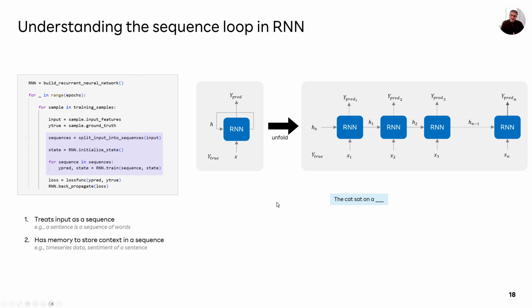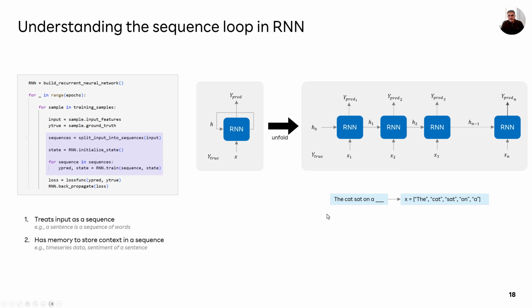Let's say I'm building a neural network that will make the prediction for the next word in a sentence. The cat sat on a. As a human, you know mat is the ground truth value. That's what most likely it should predict. But you have to first take this input training sample and split it into a sequence.